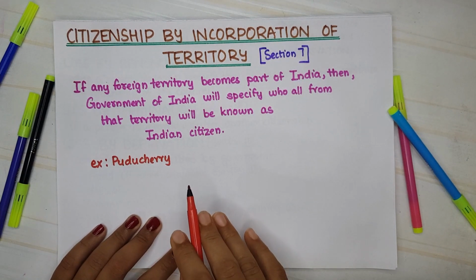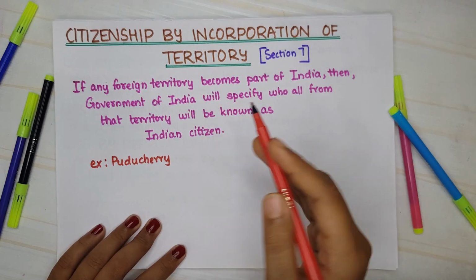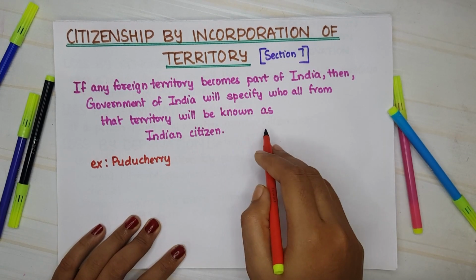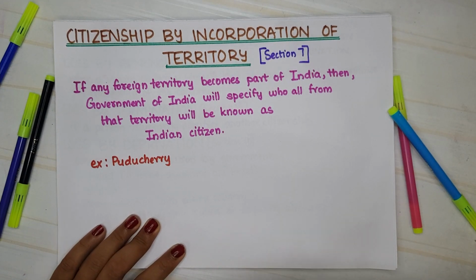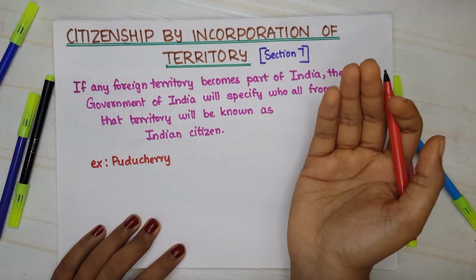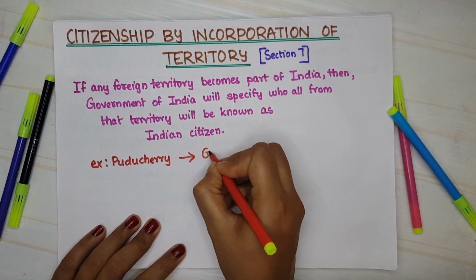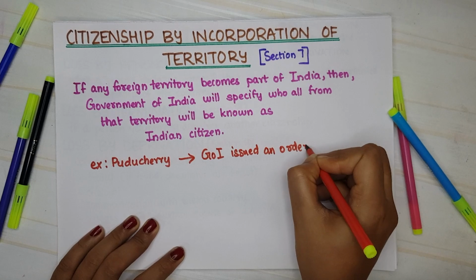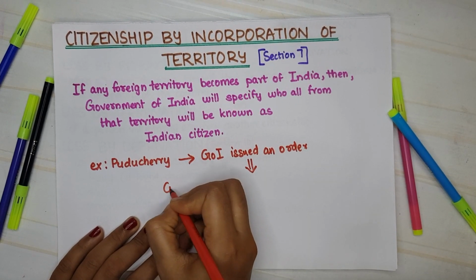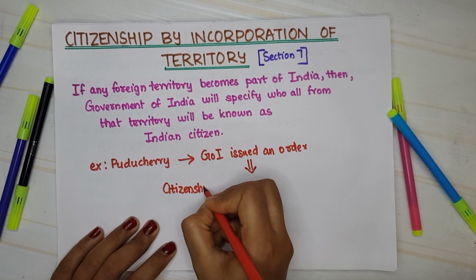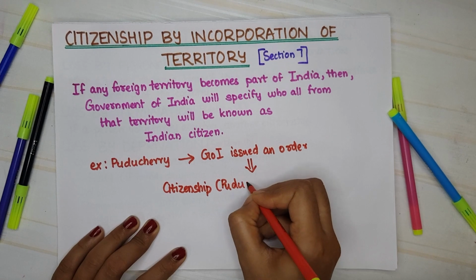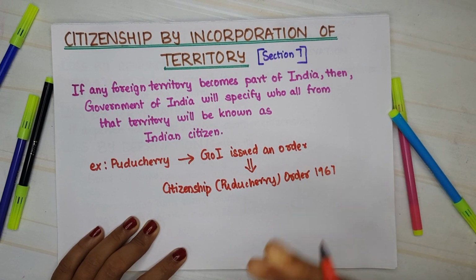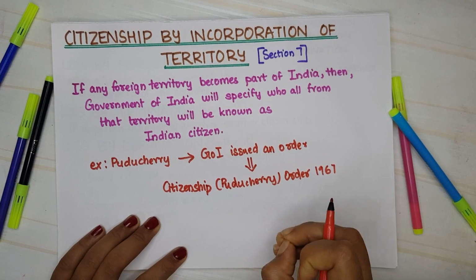Next comes the acquisition of citizenship by incorporation of territory, which is addressed under Section 7 of the Citizenship Act. This provision says that if any foreign territory becomes a part of India, then the Government of India will specify who from that territory will be known as Indian citizens. This can be explained by the example of Puducherry. When Puducherry became a part of India, the Government of India issued an order called the Citizenship (Puducherry) Order of 1967 to say who would be qualified to become an Indian citizen from Puducherry.